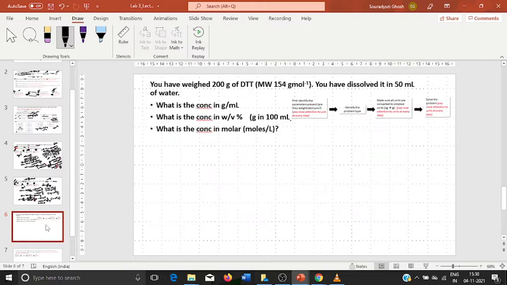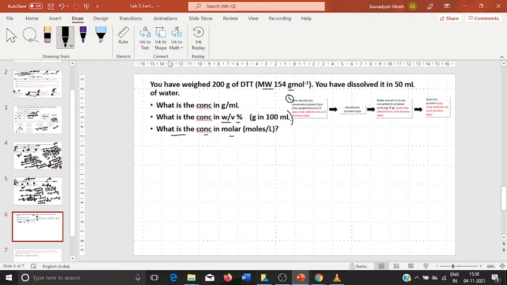Let's solve one more problem. You have weighed 200 gram of DTT. The molecular weight is provided. You have dissolved it in 50 ml of water. What is the concentration in gram per ml? What is the concentration in weight volume percentage, and what is the concentration in molar? We will follow the stepwise process, and this may take multiple videos. The stepwise process is, first identify the parameters.